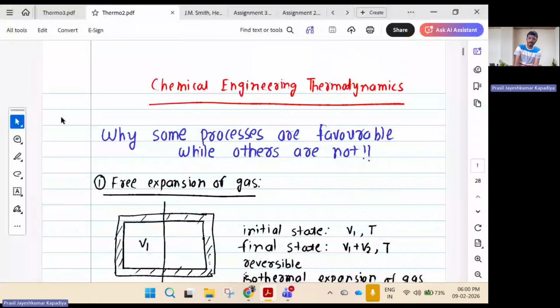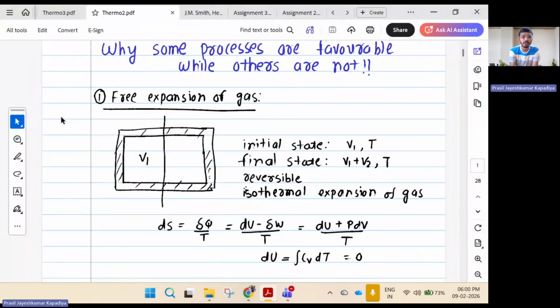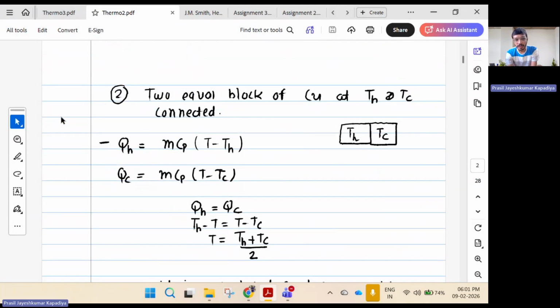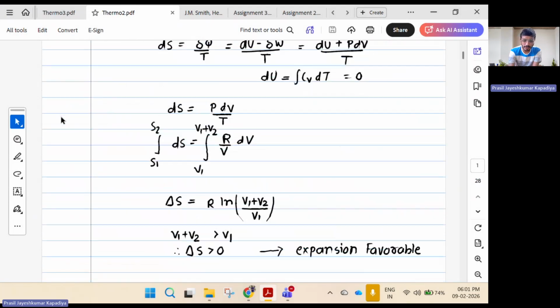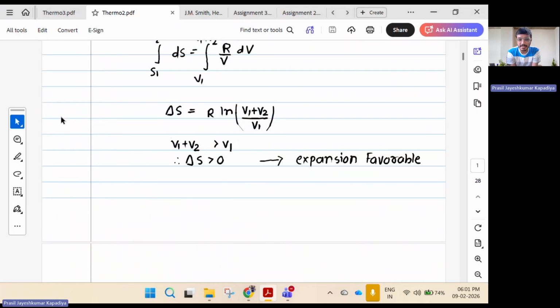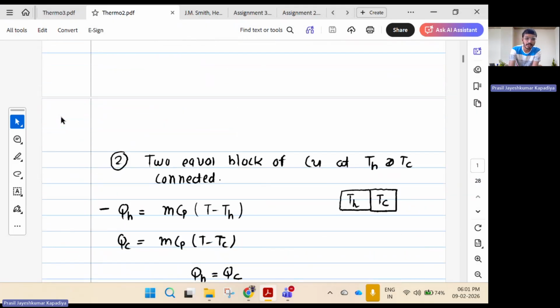So in the last class, we had looked at first free expansion of gas. By that example, we tried to have a look at why gas expands. That was basically because of the entropy after expansion. So the entropy change is always increasing. Entropy is always increasing. That's why gas expands.